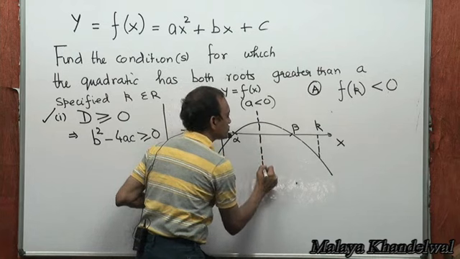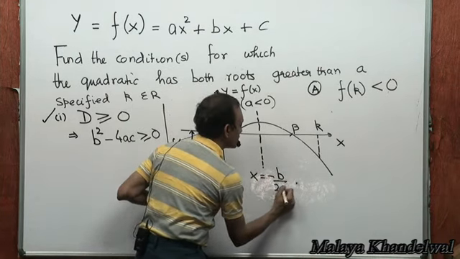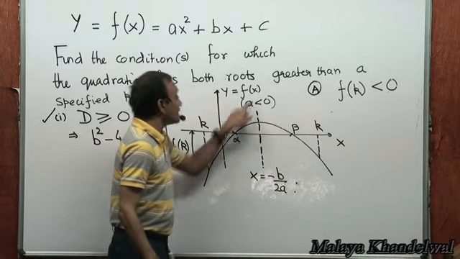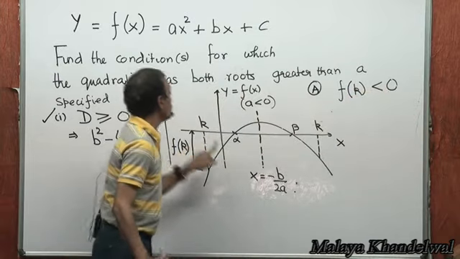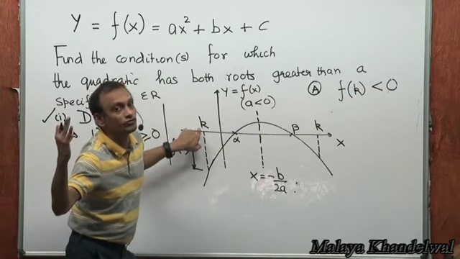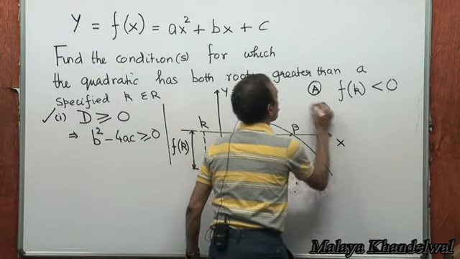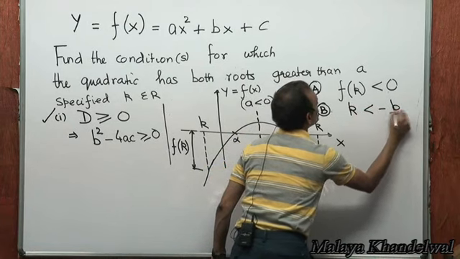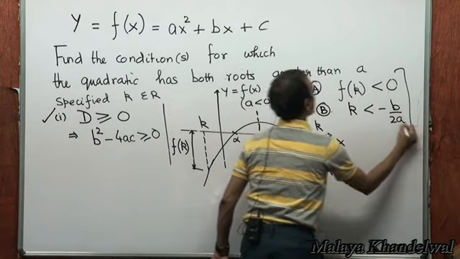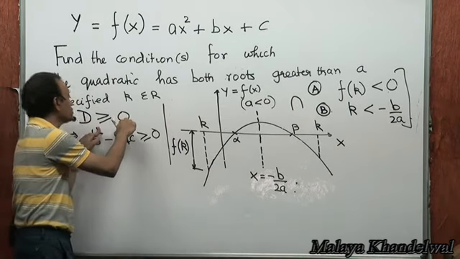To make sure that it is to the left of alpha, we need to stipulate an additional condition. This is the axis of symmetry, which is x equal to minus b by 2a. So if I say that k is to the left of the axis of symmetry, along with f(k) less than 0, that would take care of all that we need. So k less than minus b by 2a is the conclusive remark. A and b, that is k less than minus b by 2a, would take care of things in this situation, right?